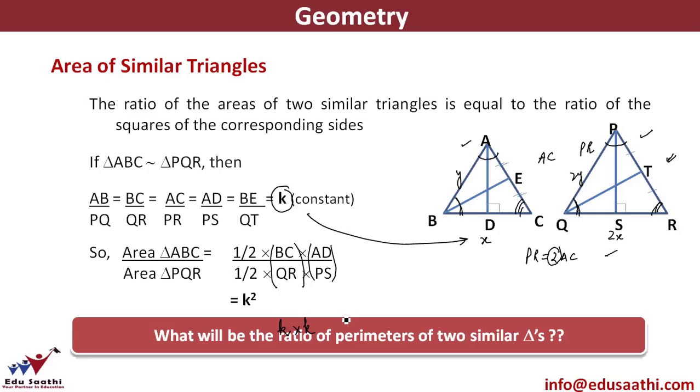Question for you. What will be the ratio of the perimeters of the two similar triangles? I'll give you 30 seconds to think about it. What will be the ratio of perimeters of two similar triangles? The areas were in the ratio K square. Their perimeter would be in some ratio. Find out that ratio.